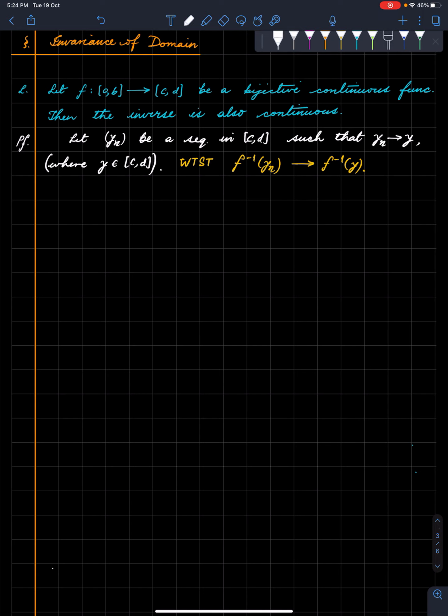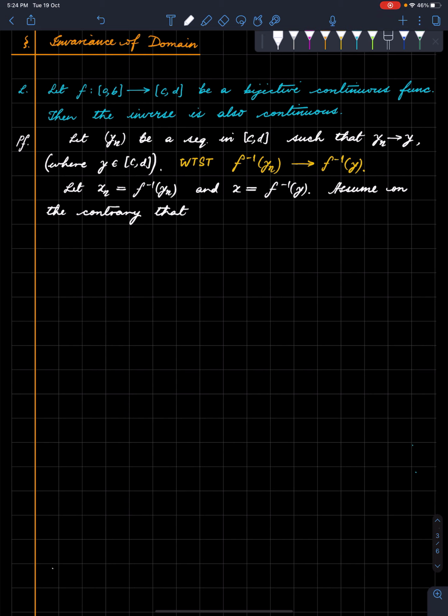Alright, so let us write xn to denote f inverse yn and x to denote f inverse y. Alright, and assume on the contrary that xn does not converge to x. So we need to come to a contradiction.